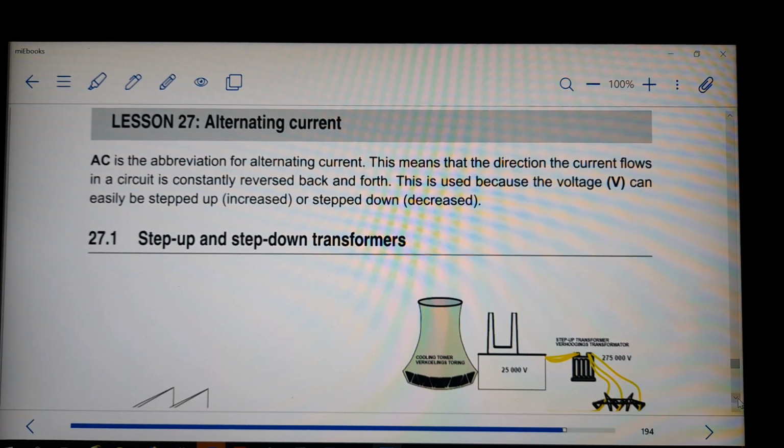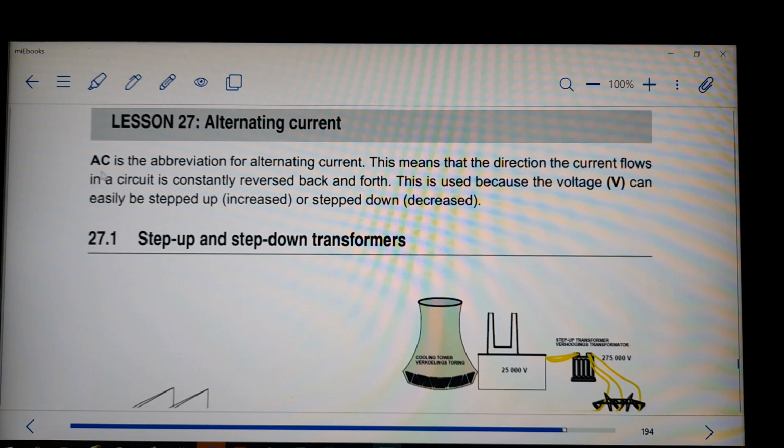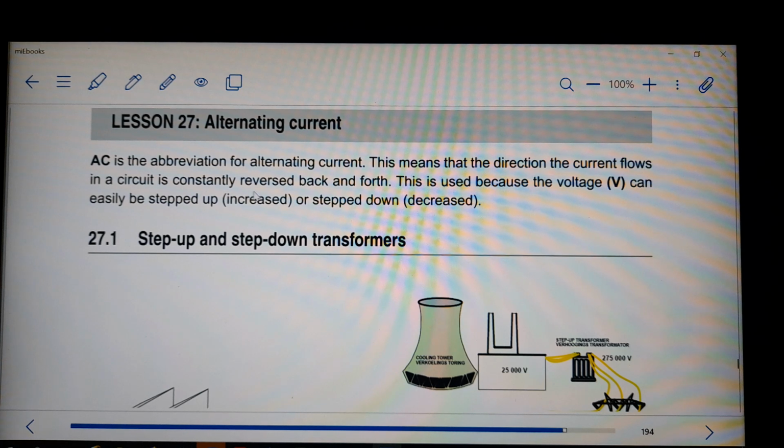In this lesson, we will cover lesson number 27, which talks about alternating current. The abbreviation for alternating current is AC. This means that the direction the current flows in a circuit is constantly reversed back and forth. Please know the definition of alternating current. Alternating current means that the direction the current flows in a circuit is constantly reversed back and forth.